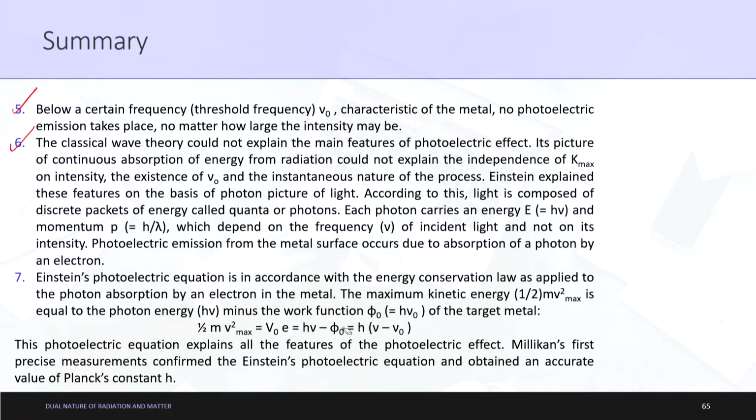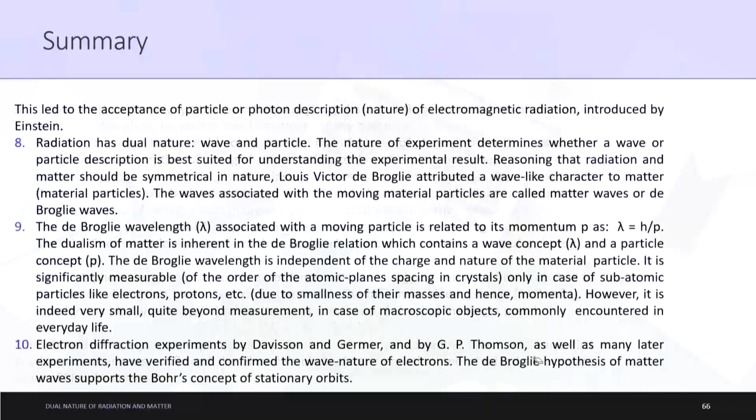Next thing is, this photoelectric equation explains all the features of the photoelectric effect. Millikan's first precise measurements confirmed Einstein's photoelectric equation and obtained an accurate value of Planck's constant h. If you remember correctly, Millikan first tried to disprove Einstein's photoelectric equation, but later he concluded by proving it. So, this led to the acceptance of the particle or photon description of electromagnetic radiation introduced by Einstein.